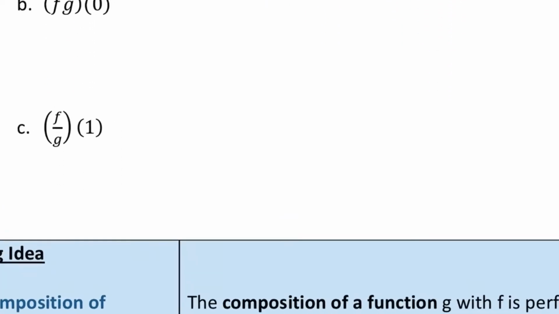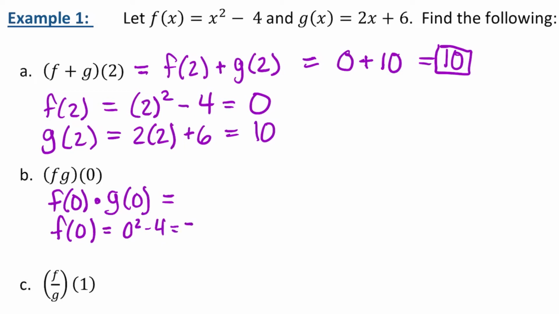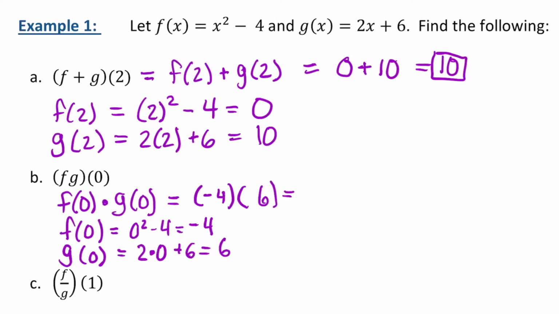If you see something like f g of 0 with them switched together, that's multiplication. So it's f of 0 times g of 0. Again, go up to your two functions, f and g, plug 0 into each one, and then multiply your results together. So if you plug 0 into f, you get negative 4. If you plug 0 into g, you're going to end up with 6. And then if you multiply negative 4 times positive 6, you're going to get negative 24.